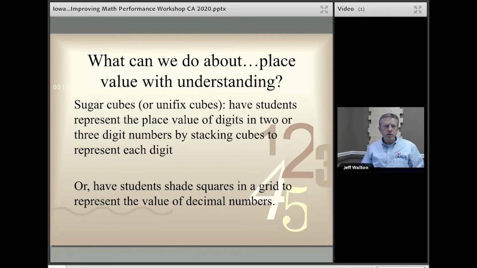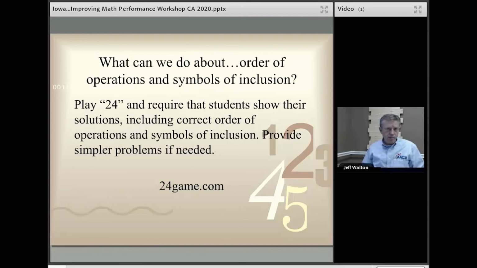They can also be used to help you teach some things about volume to kids, so stacking them to represent figures of various shapes. Also, and I'll show you an illustration of this, you could have students shade squares in a grid to represent the value of decimal numbers. And that also is a very helpful exercise.